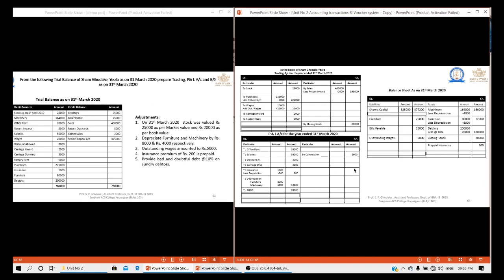The last thing for doing the tally is doing the casting of each and every account. First we'll do the trading account tally. Here you will see the total of the credit side is bigger, which is 4,18,000. The same we'll write on the debit, so you will have the difference at the debit side. It is called to gross profit carried down 1,39,000.